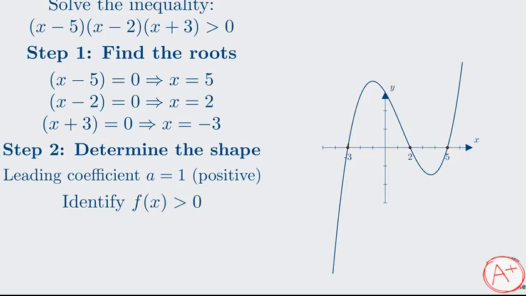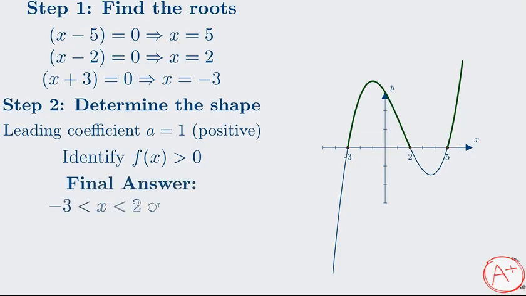Since the inequality is greater than 0, we look for where the curve is above the x-axis. This occurs between -3 and 2, and again for all values greater than 5. Our final solution uses strict inequalities because the original question did not include an equals to component.